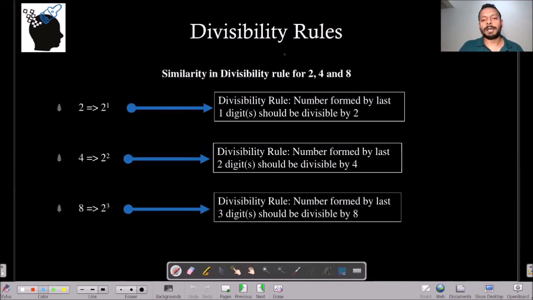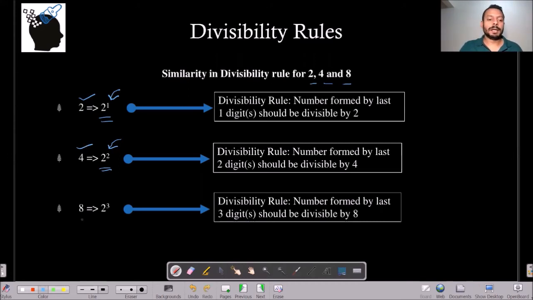If you look at the divisibility rules by 2, 4 and 8, they actually have some similarity. So 2 we can write as 2 raised to 1. And if you remember, the divisibility rule for 2 was that the number formed by the last digit should be divisible by 2. Then the number will be divisible by 2. Divisibility by 4, we can write 4 as 2 square. And the rule was the number formed by the last 2 digits should be divisible by 4. Then the number will be divisible by 4.